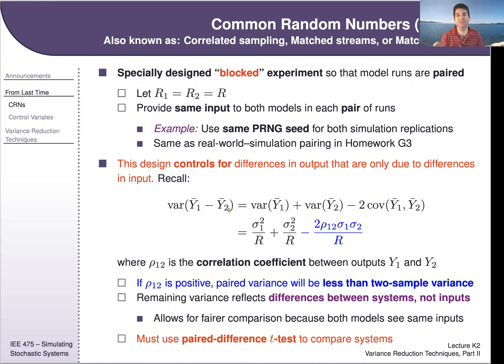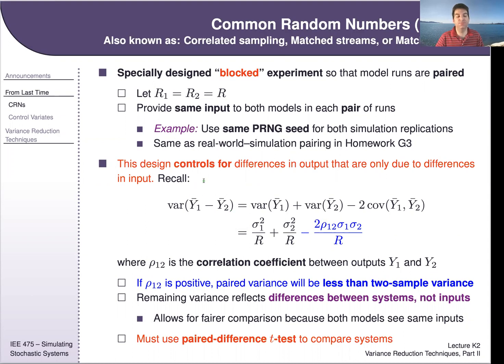In CRNs, to think of it, without CRNs we would run a different set of pseudo-random numbers into simulation 1. So to generate this Y1 bar, that would be just one set of pseudo-random number seeds. And then we'd have a totally different set of seeds to go into simulation 2. And so simulation 2's data would be totally independent from simulation 1's data. There would be no correlation between the outputs. That's the normal way we would run a simulation.